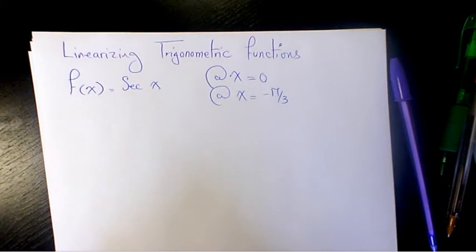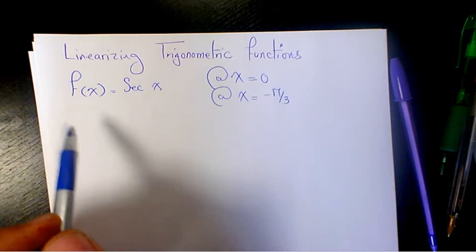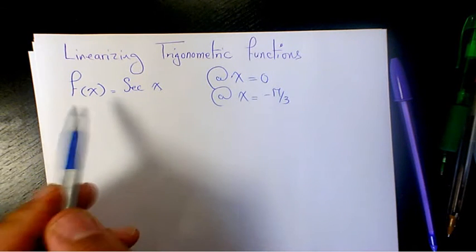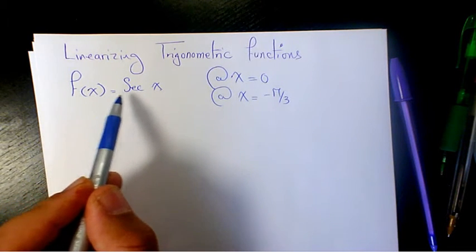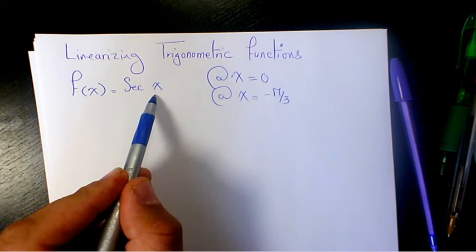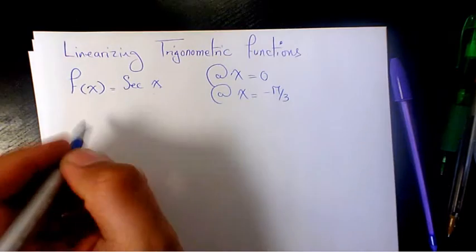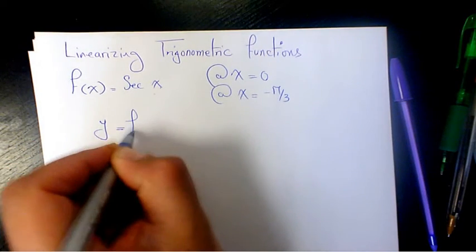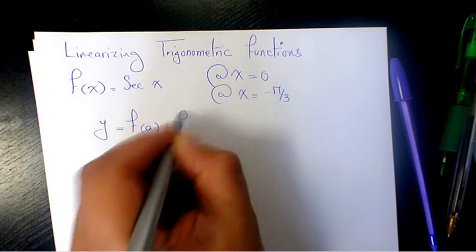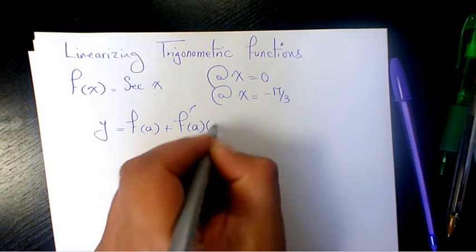Welcome to another video. In this video I want to show you how to linearize trigonometric functions, and the function I want to talk about is secant x. The formula we need to use for linearizing a function is y equals f of a plus f prime of a times x minus a.